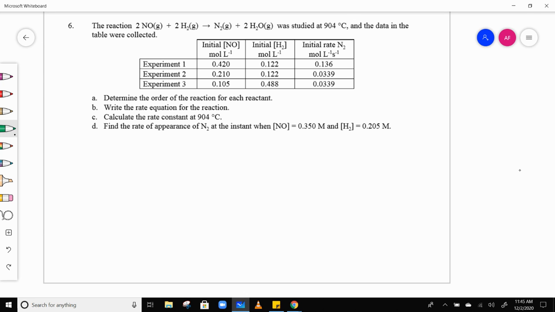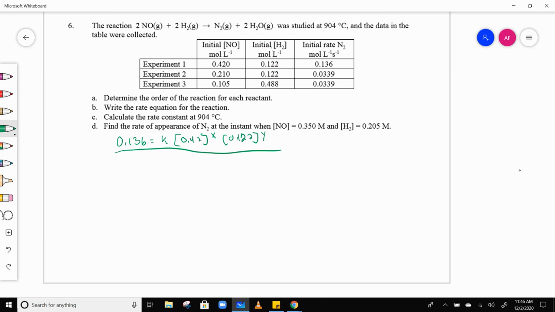Okay. Let's see here. Let's figure it out for NO first. So you'll see that H2 stays the same between these two, right? So we can use experiments 1 and 2 to find out what the order for NO is. So the rate 0.136 equals K times the concentration of NO, which is 0.42, to the X times 0.122 to the Y, and we'll divide that by experiment two.